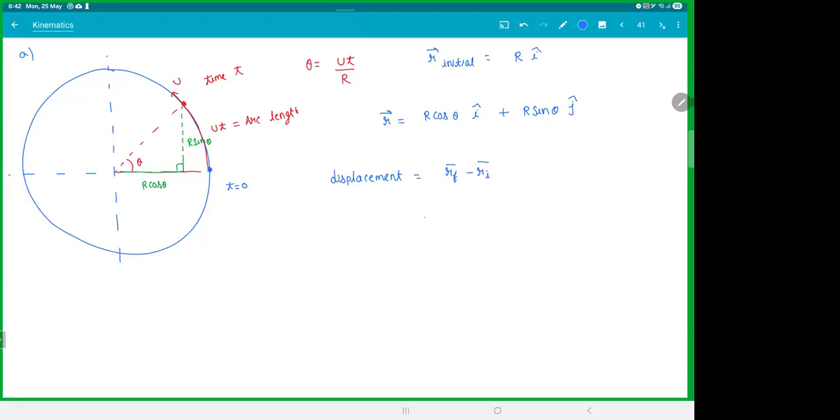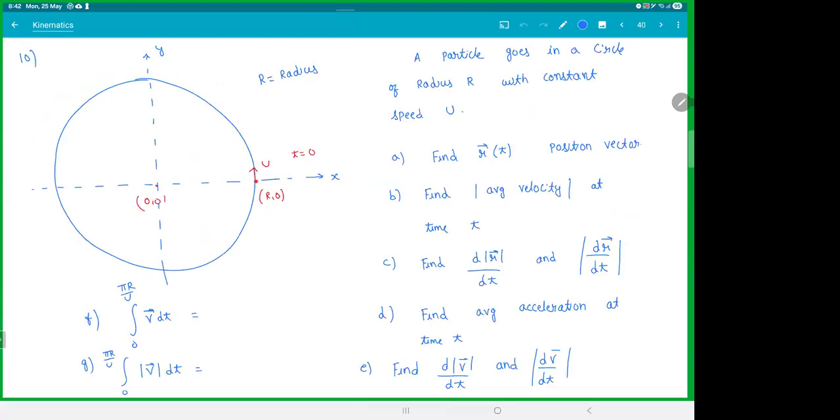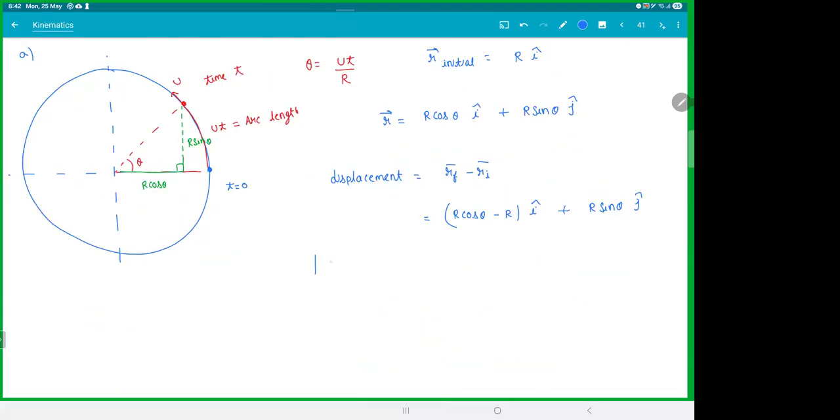So subtract them. Subtract all i caps together, you'll get (R cos theta minus R) i cap plus R sin theta j cap. This is your displacement vector, right? So you want average velocity, just displacement by time will give you average velocity. But they're asking you for magnitude, so I will get the magnitude here. So this is the displacement.